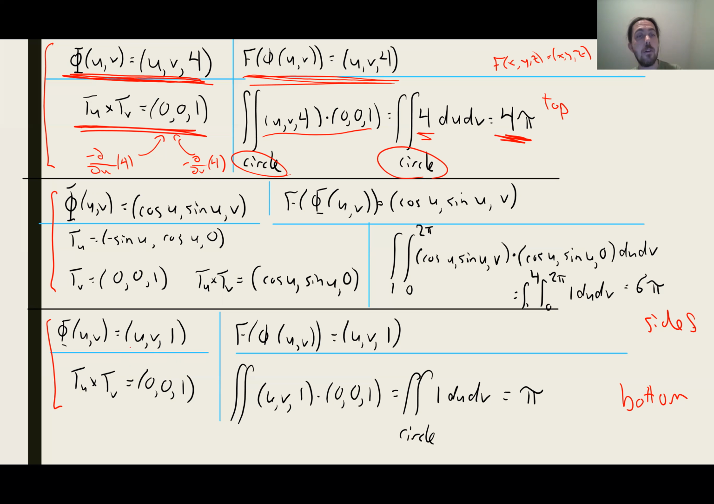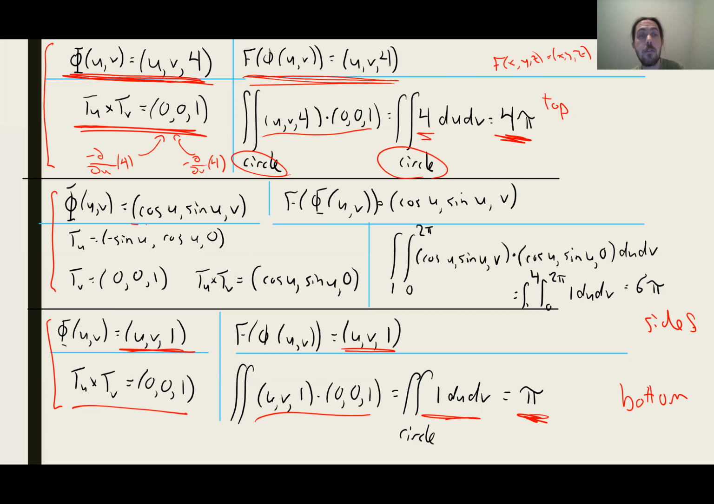The bottom is very, very similar, except that my parameterization is u, v, 1 to give me the bottom of the cylinder. My normal vector is basically the same. My vector field is calculated similarly. I take their dot product and now I'm integrating 1, and that gives me a total contribution of pi from the bottom. For the middle, I use a parameterization from cylindrical coordinates because it's a cylinder.